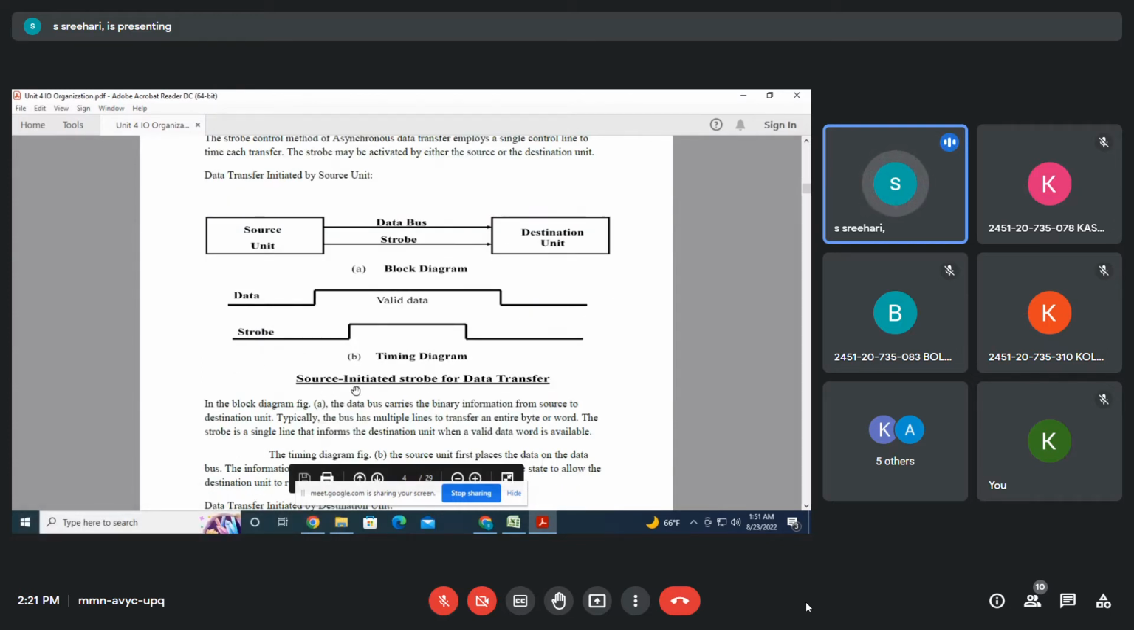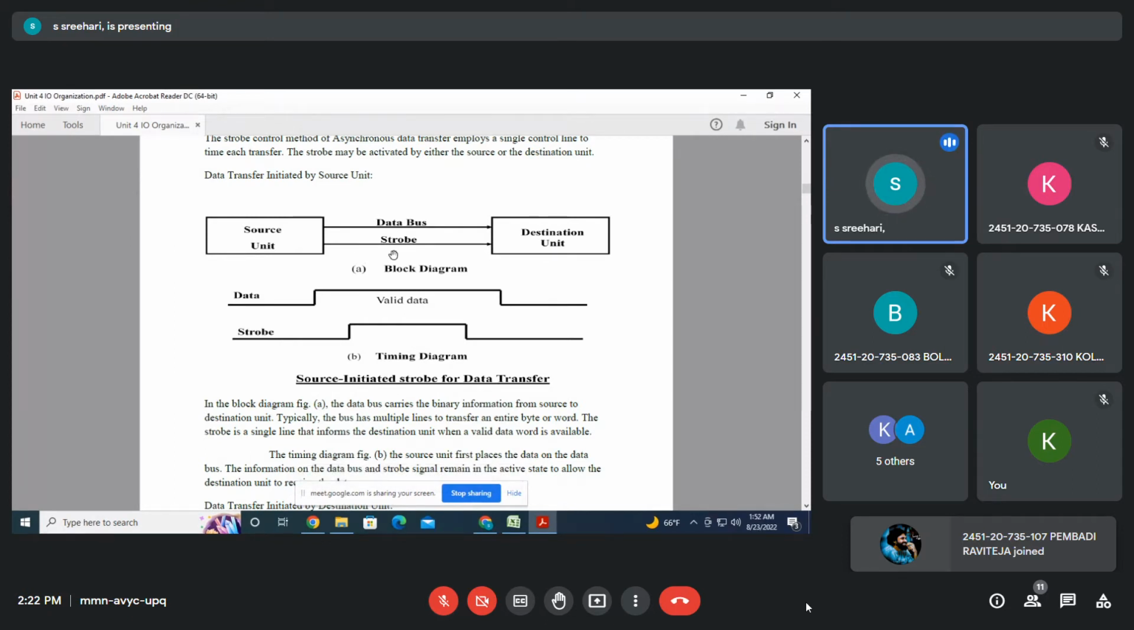So this is the source initiated strobe for data transfer. It has a source unit, and this is the destination unit. We are going to place data on the data bus, and which one initiates first? Source initiated. So the strobe signal is going to come from the source unit, and it is going to generate the signal.